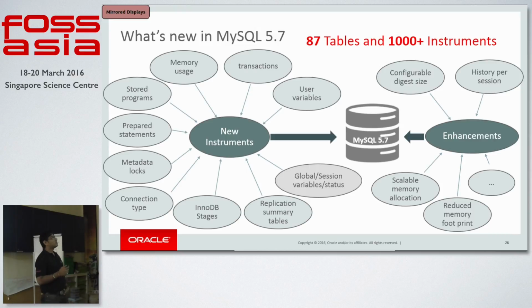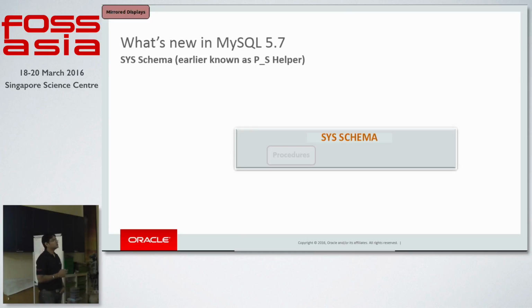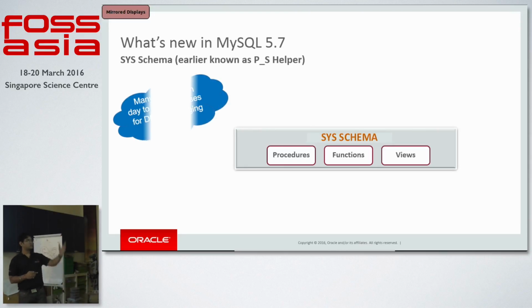So in MySQL 5.7 we have 87 statistics tables in performance schema, and we have 1000 plus instruments available in performance schema. Right. And a new thing which we introduced in MySQL 5.7 is sys schema. Earlier it was known as PS helper, that is performance schema helper. So sys schema is nothing but a collection of procedures, functions, and views. And what are all these procedures, functions, views?